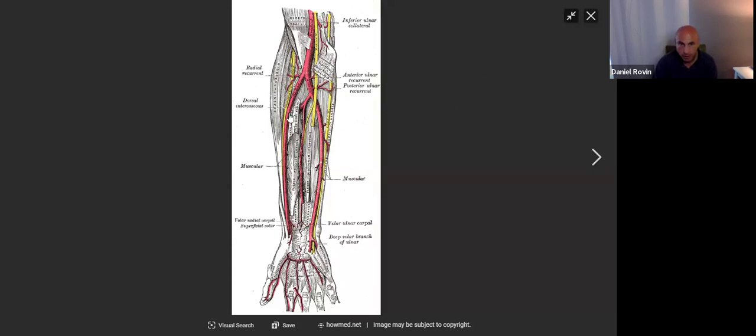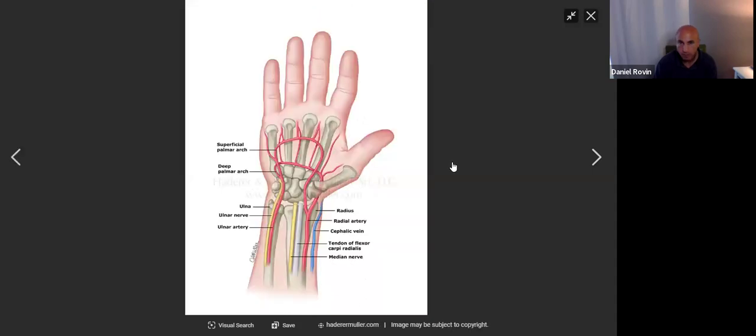So again, here's the radial artery. Here is the ulnar artery. And there are branches off of each that make sure that the arm is fully supplied. The radial artery comes down in toward the thumb. The ulnar artery comes down in toward the pinky, and look at that ulnar nerve running with it. Again, the radial nerve is not next to the median nerve. The median nerve is running with the tendons in through the carpal tunnel.